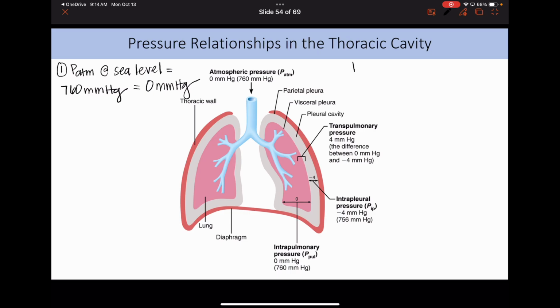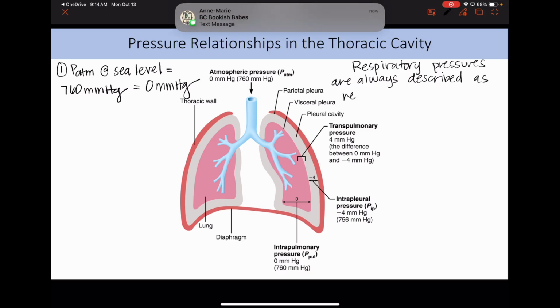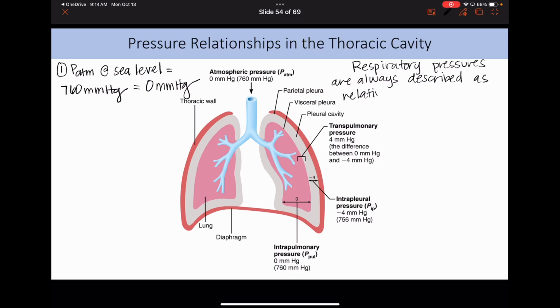So know that respiratory pressures are always described as relative to atmospheric pressure. So we're always comparing to atmospheric pressure, always comparing to that 760. So we're always going above and below that 760 in order to allow air to move in or out of the lungs.